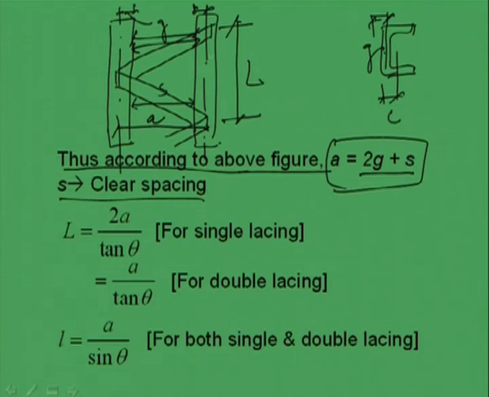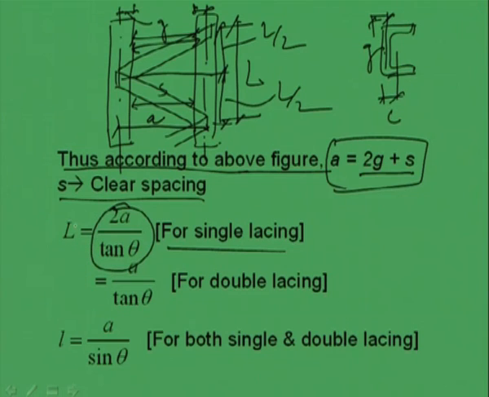Then we can find out the L. What is L? For single lacing, L will become L by 2 and L by 2. So, from this we can find out L is equal to 2A by tan theta. That means L by 2 is equal to A by tan theta, or I can write A is equal to L by 2 tan theta.